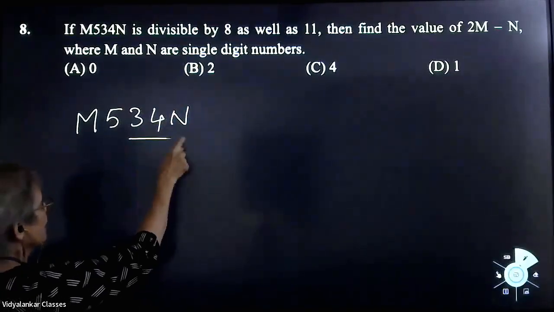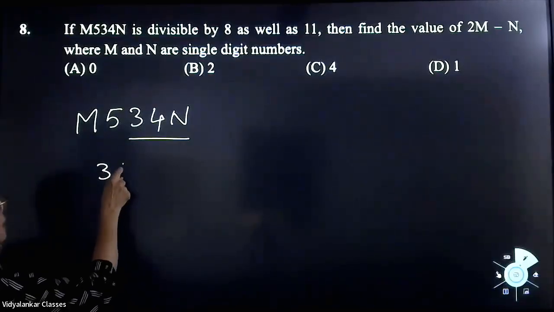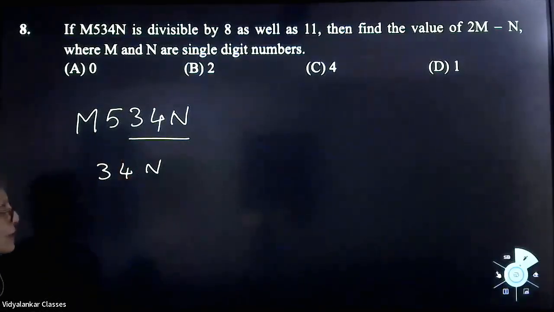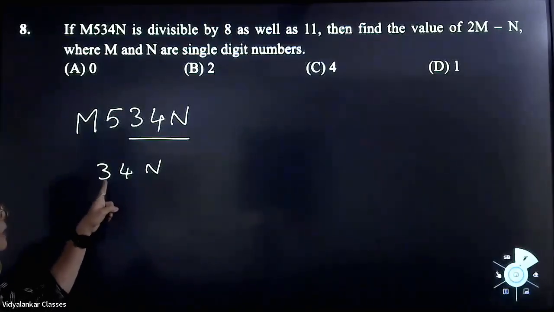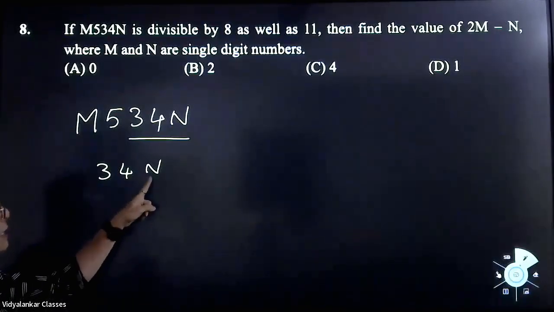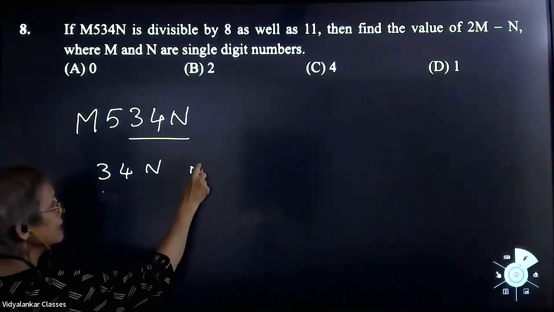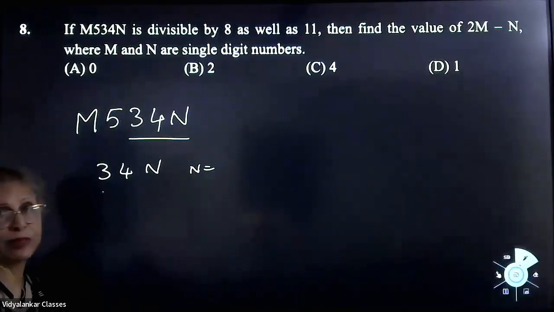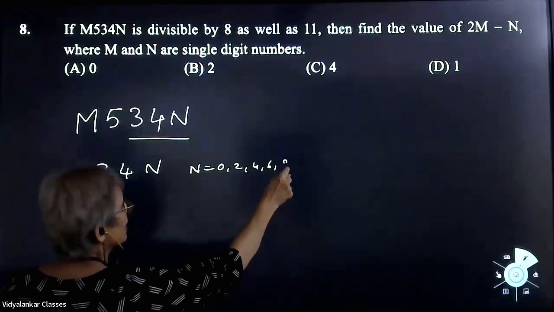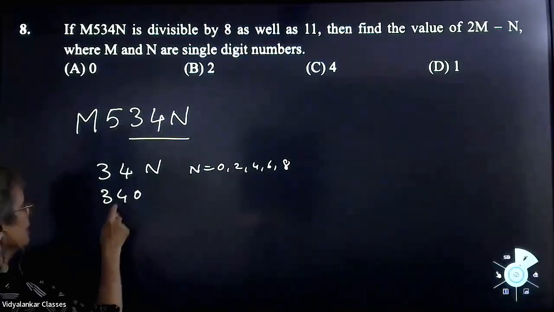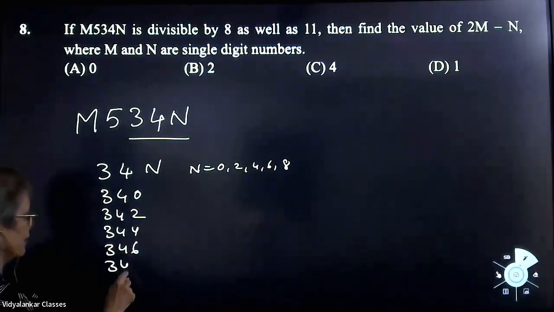Divisible by 8, so the last three digits should be divisible by 8. So let us see, 3, 4, and n. Right? If you divide by 8, 8 4s are 32, 2 will remain. Now n, I can put any digit, but it should be even because it is divisible by 8. So first I'll put 0, 2, 4, 6, and 8, right? Then 340, 342, 344, 346, 348.